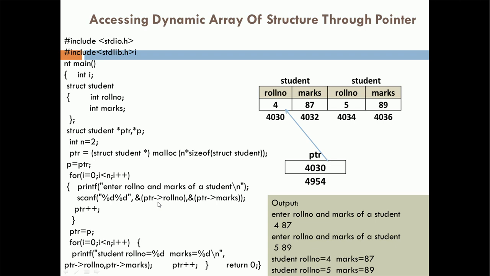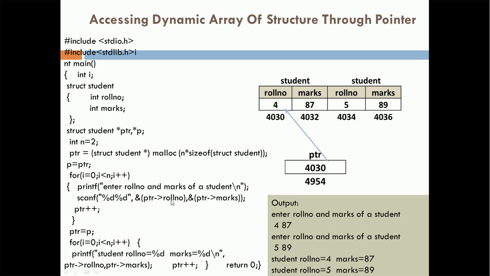In it we have written a scanf statement with ampersand ptr arrow roll number and ampersand ptr arrow marks. As we know, in the scanf statement we have to write the ampersand sign before each variable, and the name of the variable here is ptr, then the arrow, then roll number, as I explained in the previous slide. To access an individual element using ptr, we have to write the name of the pointer variable first, then the arrow, then the name of the field.